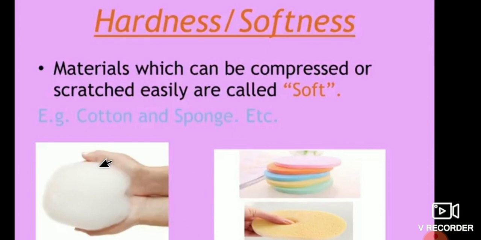If you put cotton in your hands, it will be compressed very easily. Therefore it is an example of softness. Examples of softness are cotton and sponge. This is cotton and the second figure is sponge. These materials are compressed very easily.